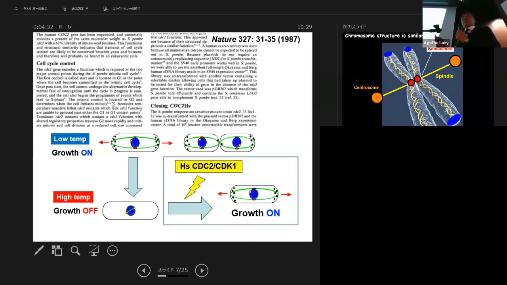And Dr. Nurse introduced Hartwell's budding yeast cell cycle research into fission yeast. And he discovered a protein kinase, CDC2 kinase, which is a key molecule of cell cycle progression. And further, he demonstrated in 1987 that yeast CDC2 and human CDK1 are functionally interchangeable. So this report established yeast as a model organism of humans.